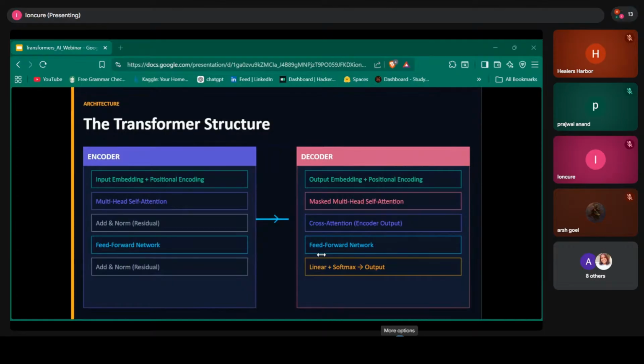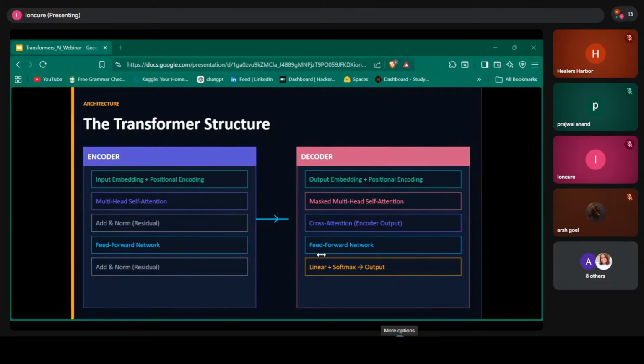So a full transformer has two main parts, an encoder and a decoder. The encoder reads and understands the input. It builds a rich representation of what was said. The decoder generates the output. It produces the response, translation, or continuation.